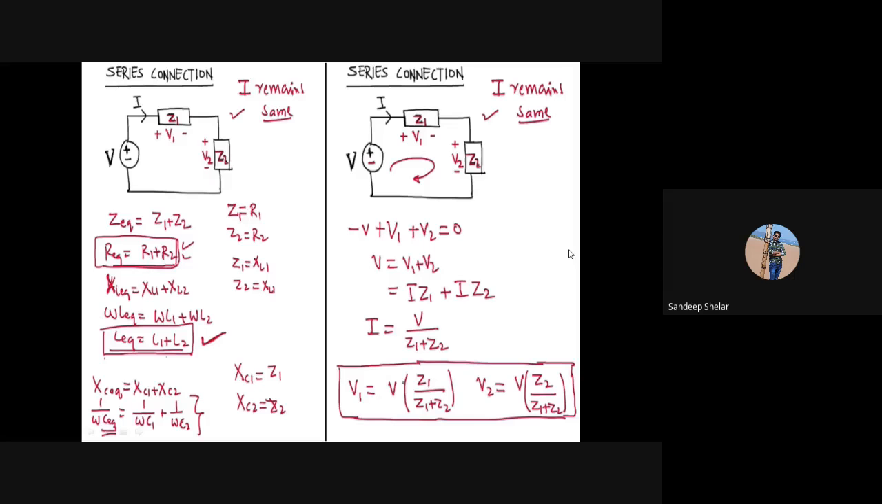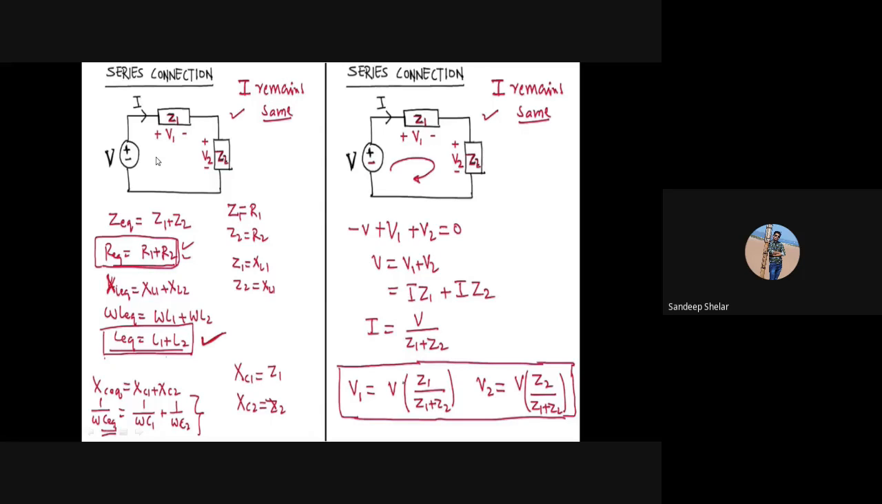Now, series connection and parallel connection. We will explain the concept of series connection. There are two impedances connected in series, Z1 and Z2. The DC supply voltage is V, and the current flowing through the circuit is I. The voltage across impedance Z1 is V1, and the voltage across Z2 is V2, as shown in the figure.